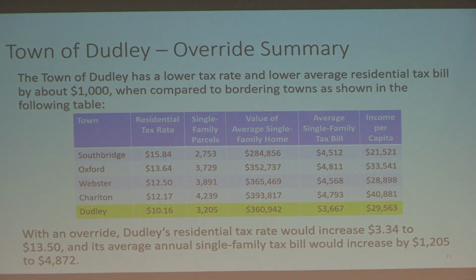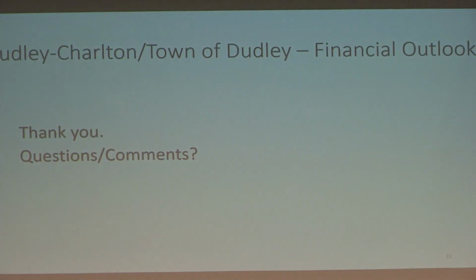With the override as being proposed, Dudley's residential tax rate would increase $3.34 to $13.50, and its average annual single-family tax bill would increase by about $1,200 to $4,872. And those were all the slides I had for you this evening, so we can move to questions and comments.